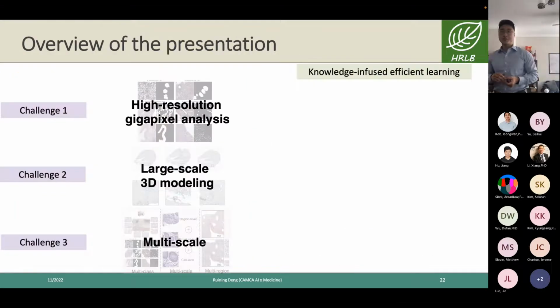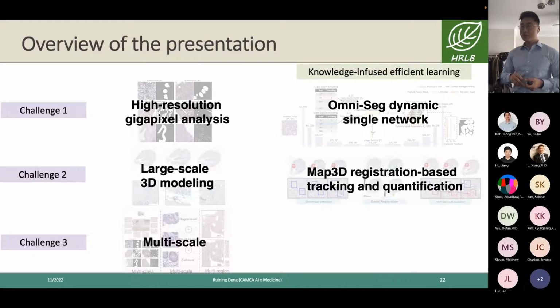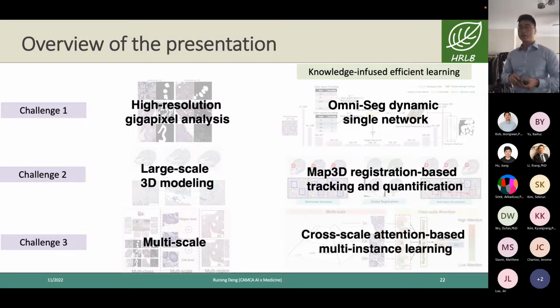With knowledge-infused efficient learning, we provide our solutions for the different challenges. For high-resolution gigapixel analysis, we provide our OmniSeg single network. For large-scale 3D modeling, we provide the Map3D tracking and quantification. For the multi-scale issue, we provide our cross-scale attention multi-instance learning.